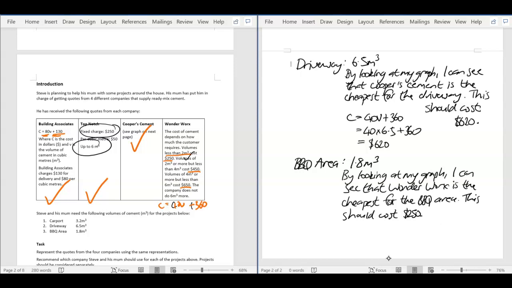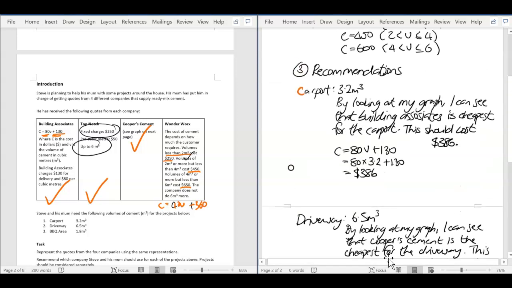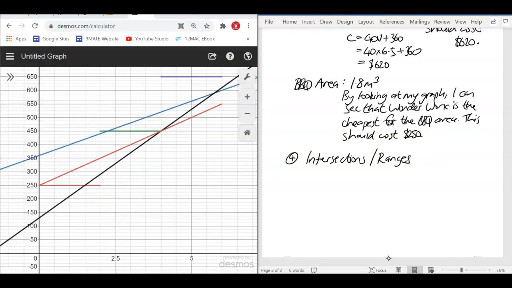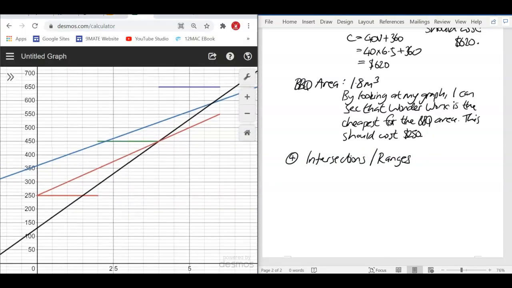Okay, so we've now done the recommendations. The last achieved skill relates to the ranges. So we're going to have a look at that. Number 4, but I'm going to change it up this time. I'm going to call it the intersections and the ranges. So I've switched screens and I've redone my graphs to make them look a bit accurate. But the first thing I need to do is I need to have a look at the points of intersection.